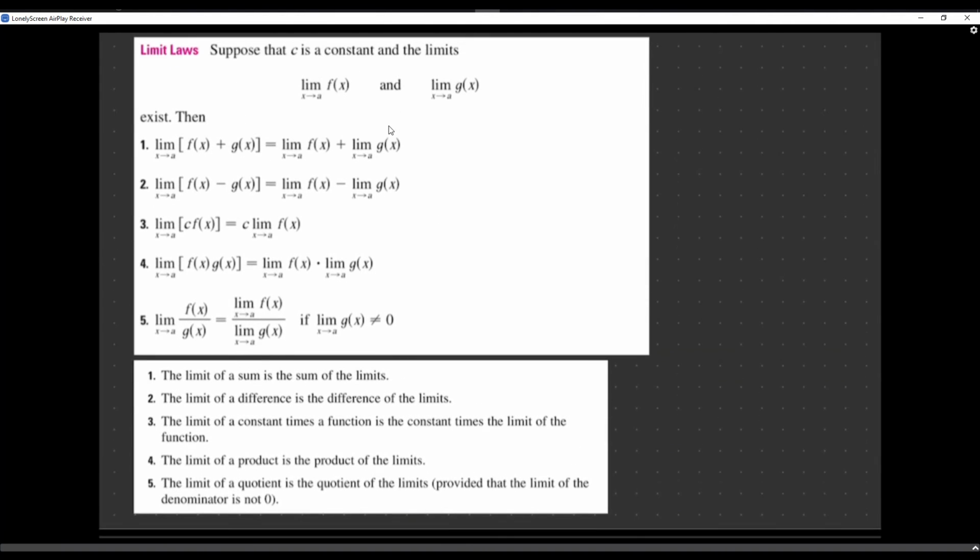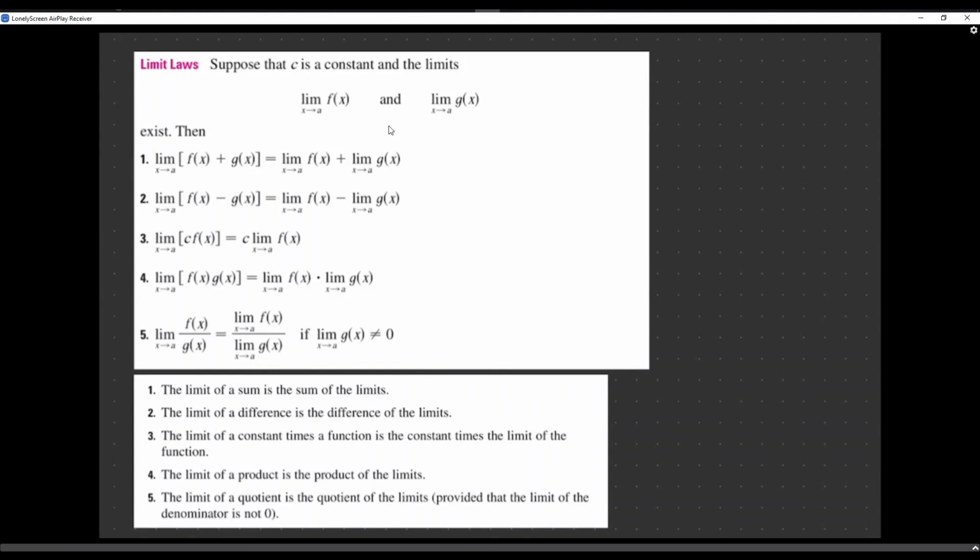In the textbook, you will see more examples of how these limit laws will be used to compute more complicated limits.